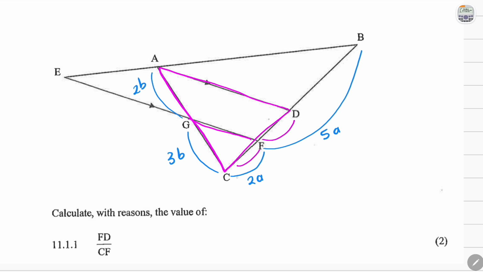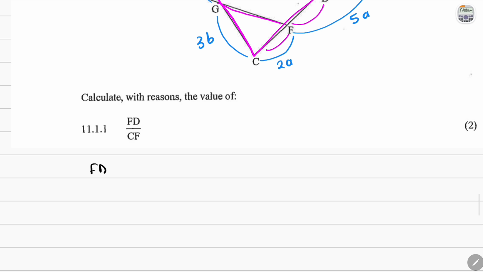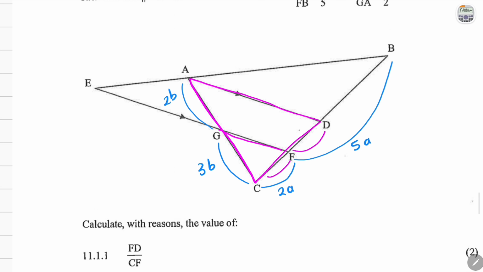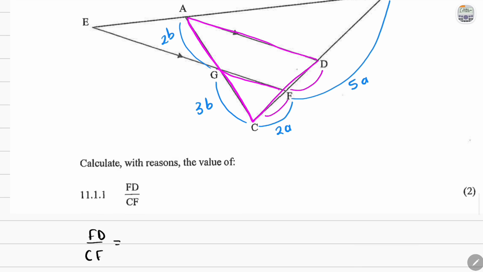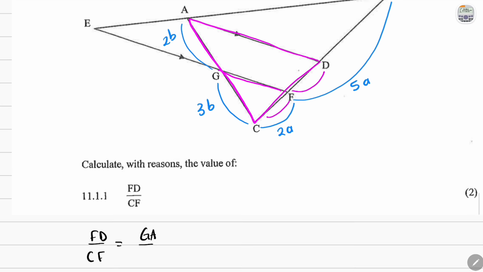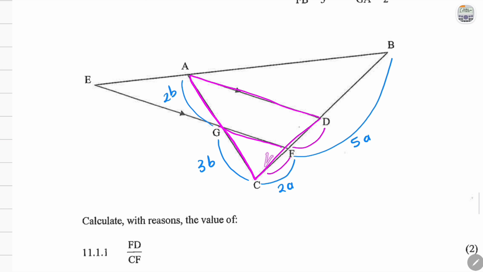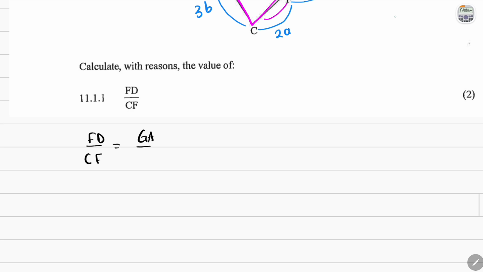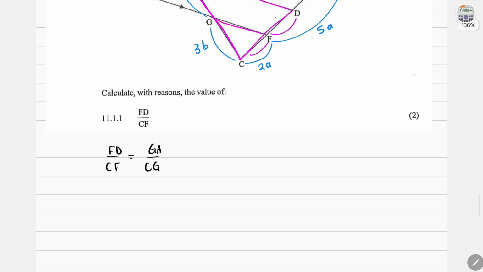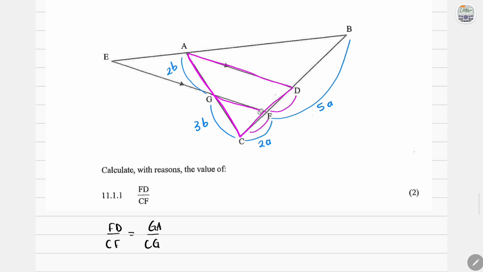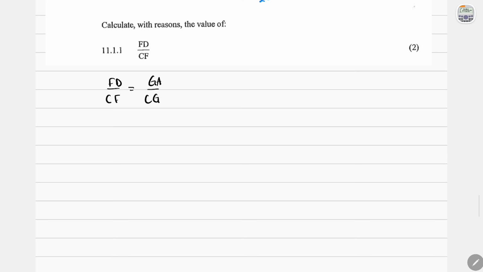To find FD over CF, we're just going to say FD over CF is equal to, and then look at the lines they line up to, horizontally. FD lines up perfectly with GA, so it is equal to GA over, and then CF perfectly lines up with CG. So we'll just say CG. And then put down your reason. Your reason for this is the proportionality theorem, or you can say it's because we have a line drawn parallel to one side of a triangle.